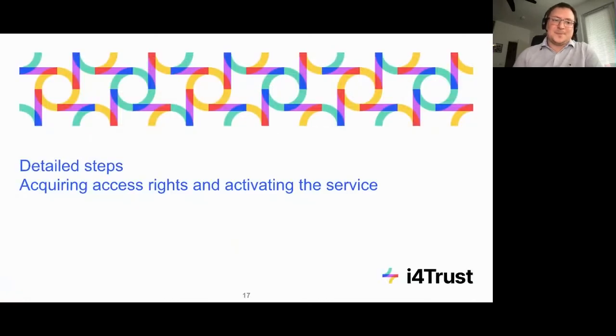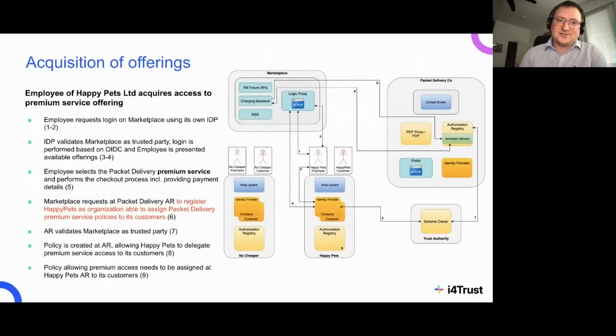So after creation of the offering, I showed how a company like Happy Pets now acquired access to such a service. And let's look into the process for the Happy Pets company. So this employee of the Happy Pets company is also requesting a login. So on the marketplace UI, it selected its own identity provider for logging in.